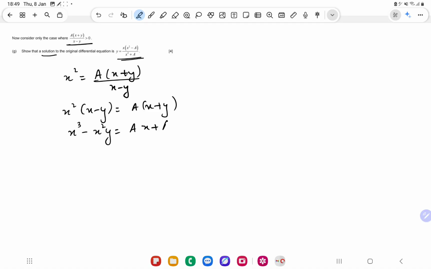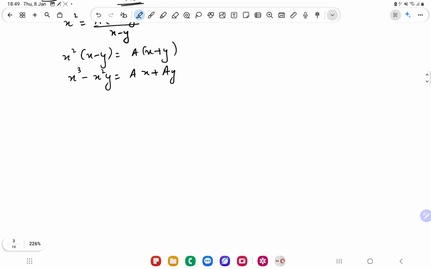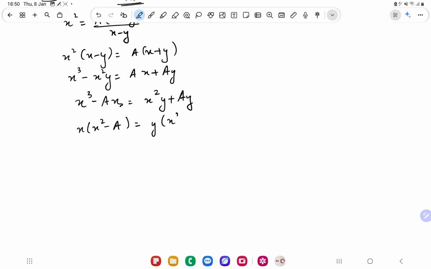Ax plus ay. Now we have to attempt to isolate y. So we can write it like x cube minus ax is equal to x square y plus ay. I can take x common, so x square minus a. I can take y common, x square plus a. So from here I can write my y as x square minus a upon x square plus a.